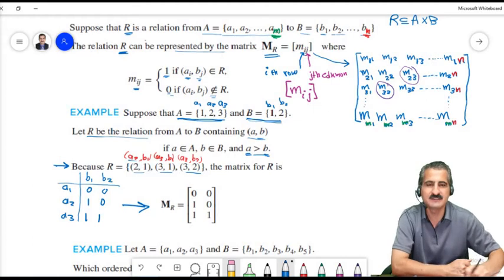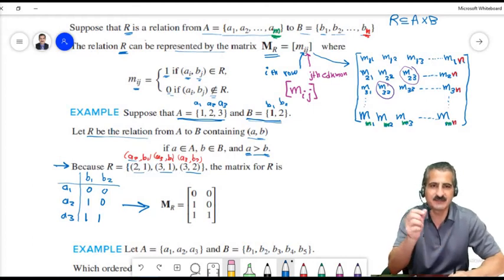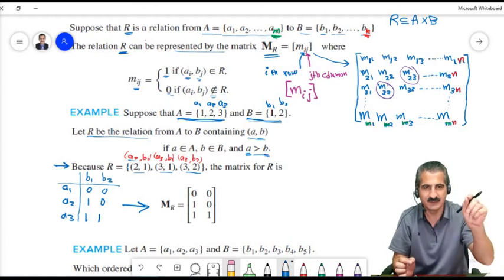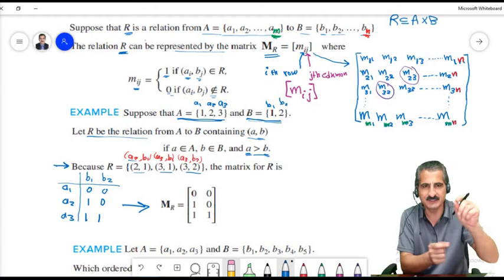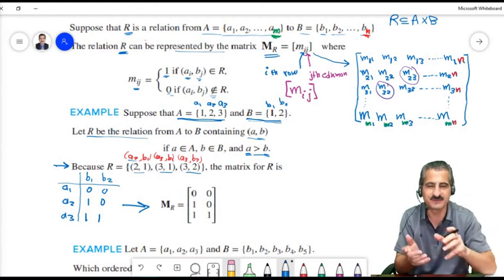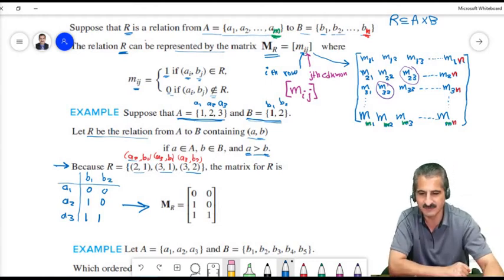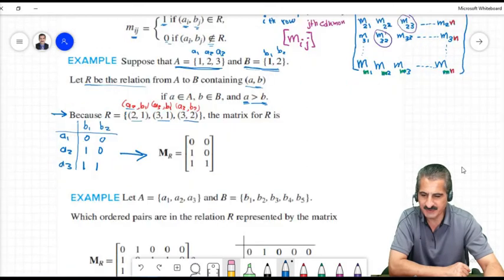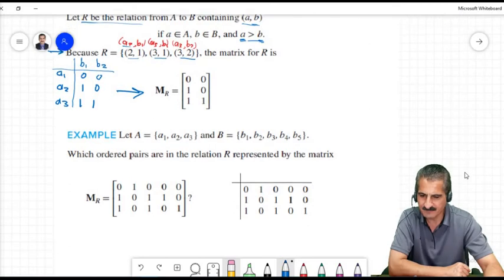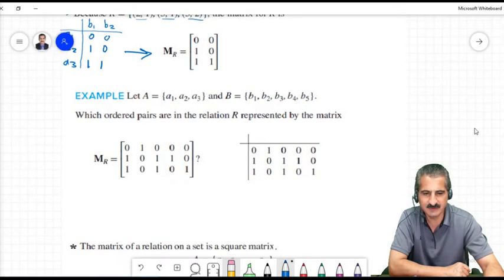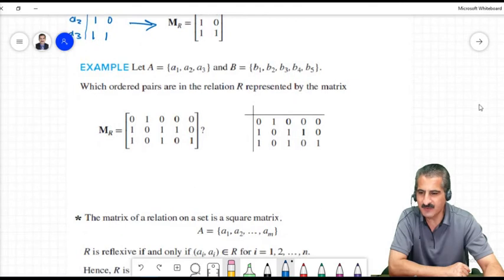It is that easy. So we list the elements of A as a column, first column, the elements of B as a row, and see whenever an ordered pair is related, then we insert 1. If not, then we insert 0. So this is the easiest way to represent a relation by a matrix. Now we go the opposite way.